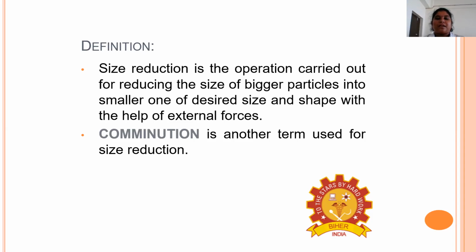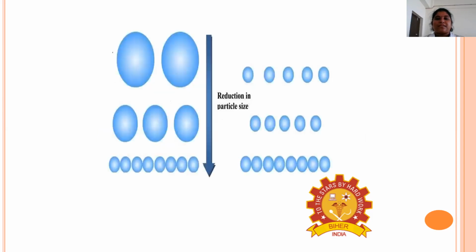Another name for this size reduction is comminution. And this is how we do size reduction: bigger particles will be changed into smaller particles of our desired shape and smaller size.